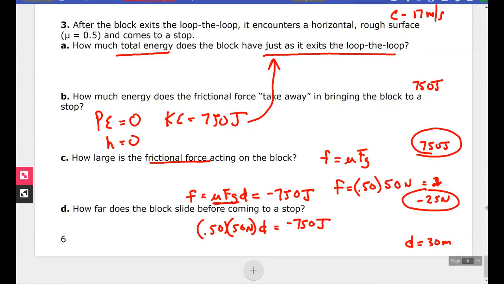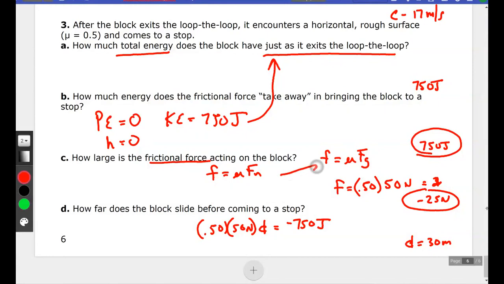How do you find the friction? Friction equals mu times normal. It's a flat surface, so the normal is the weight force. Let me get rid of this nonsense over here. Sorry, I kind of got ahead of the game. This will come later. So friction is mu times normal, and here we go. It's 25: mu times normal, 0.5 times 50, because remember that it's 5 kilograms, so 5 times 10 is 50.